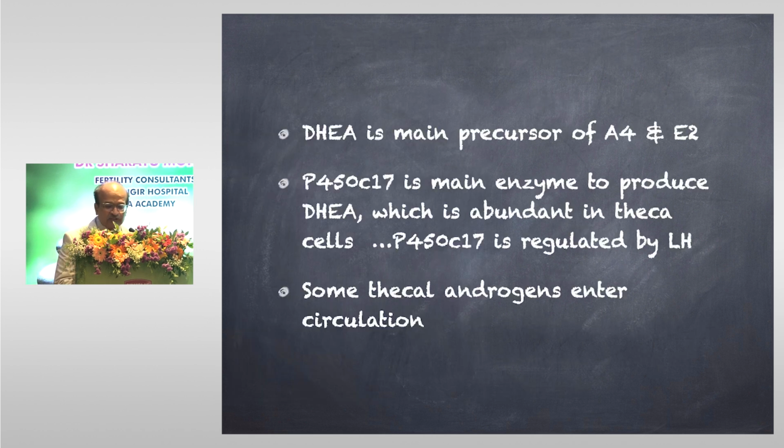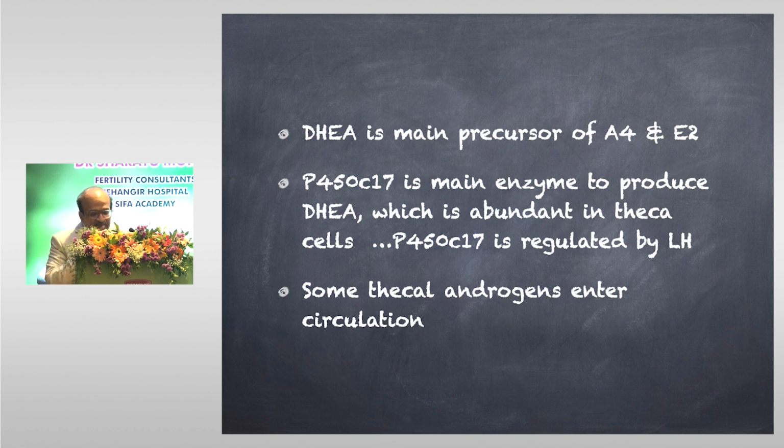DHEA is the main precursor of androstenedione and estradiol. The DHEA comes from circulation and goes to the theca cell, where it gets converted further to androstenedione, testosterone, etc. Androstenedione will enter the granulosa cell and get converted to estradiol. That's probably why, based on Norbert Gleicher's work, the DHEA supplement studies in older women came up. We'll talk about that in a moment.